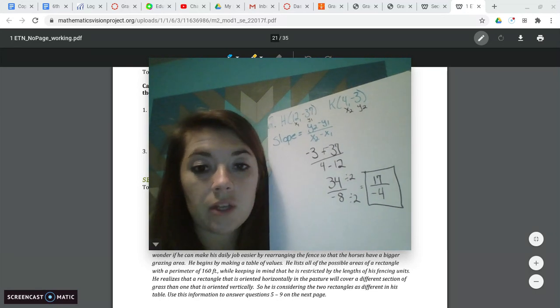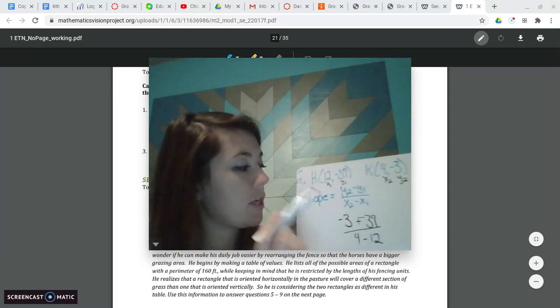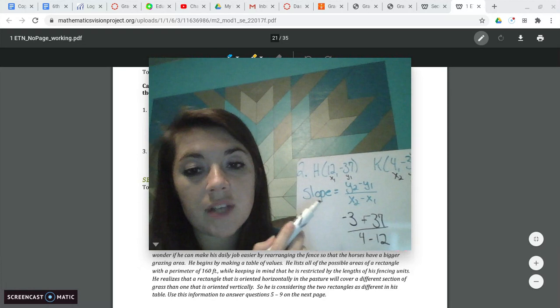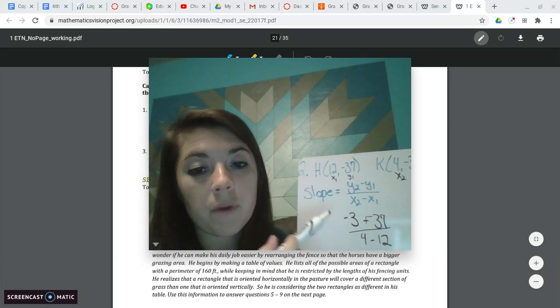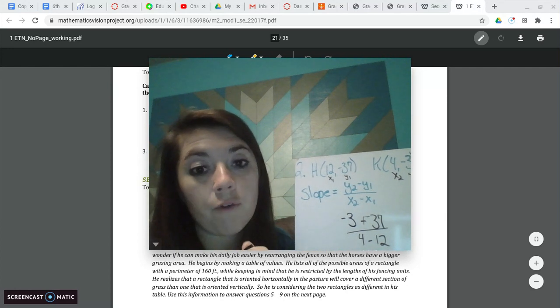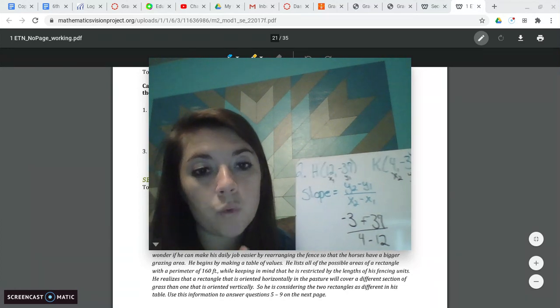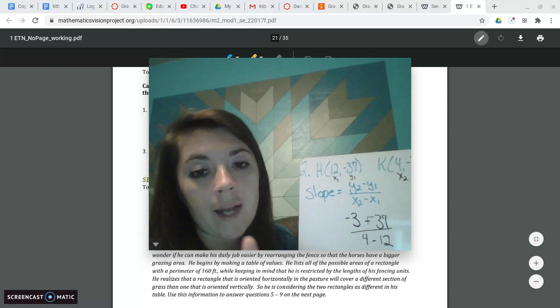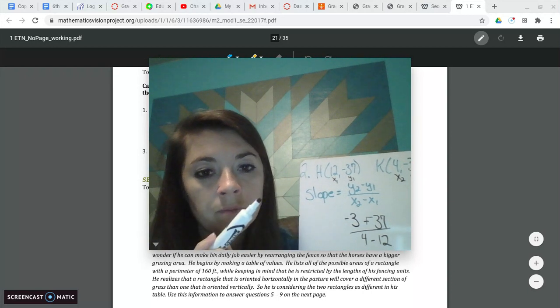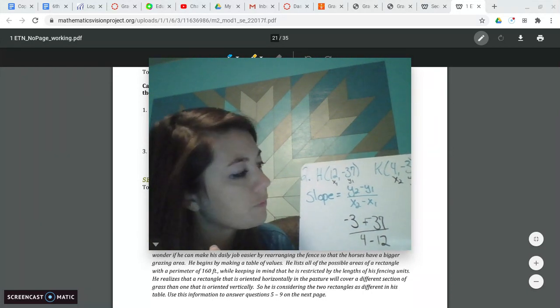Okay? So this is our slope formula. Make sure if you don't have the slope formula written down, you get that written down. If you want to pause the video, you can right now to get that written down. It's a formula that you definitely need to know. So write it down, memorize it, practice with it.